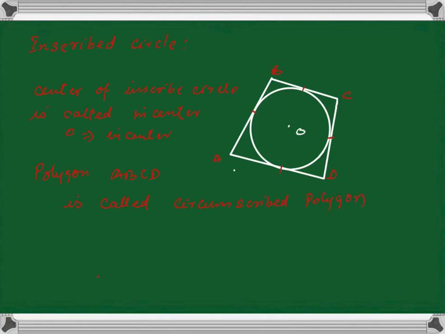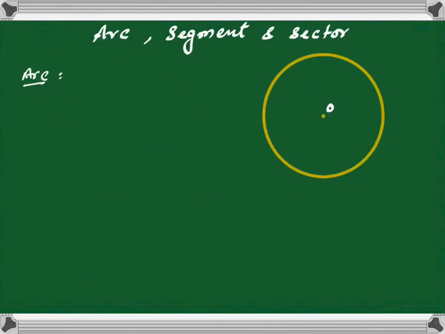Okay, so this is all about the inscribed circle. Now we'll understand the arc, segment and sector. So what is the arc? The part of the circumference of the circle is called the arc. A small part of the circumference of the circle is called the arc.